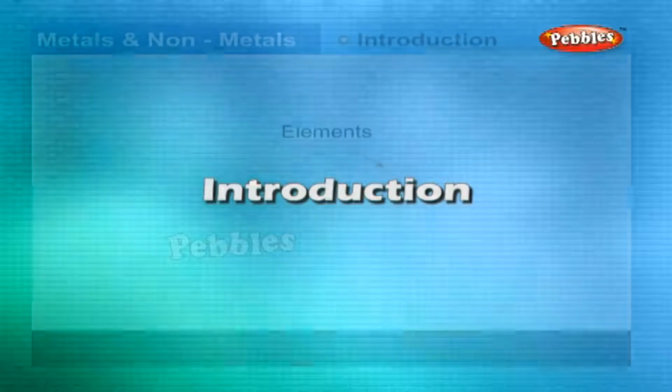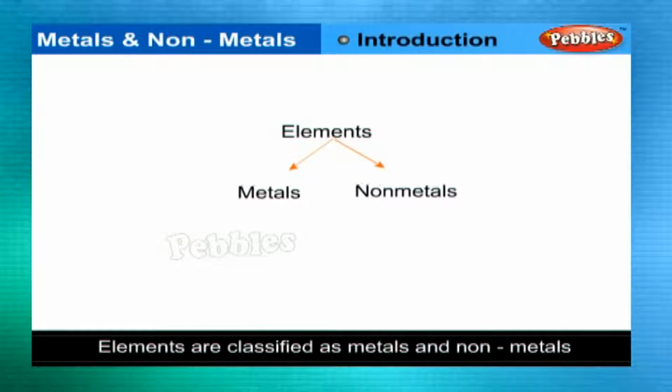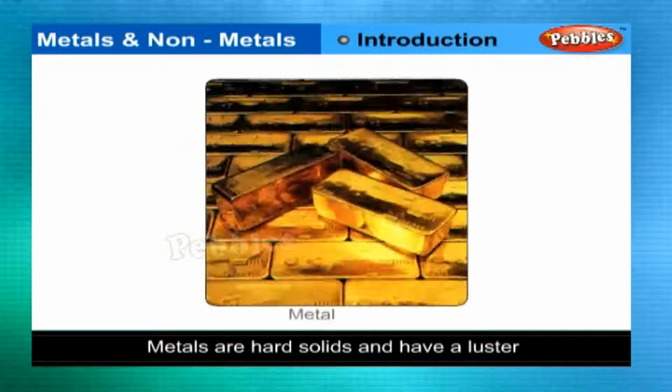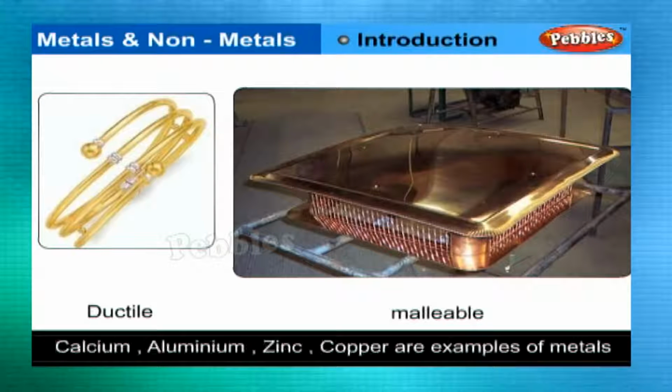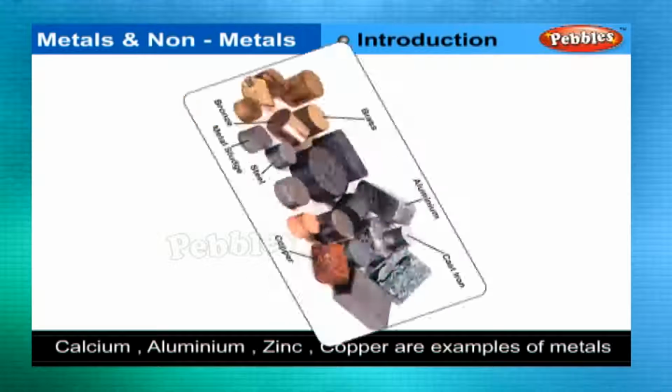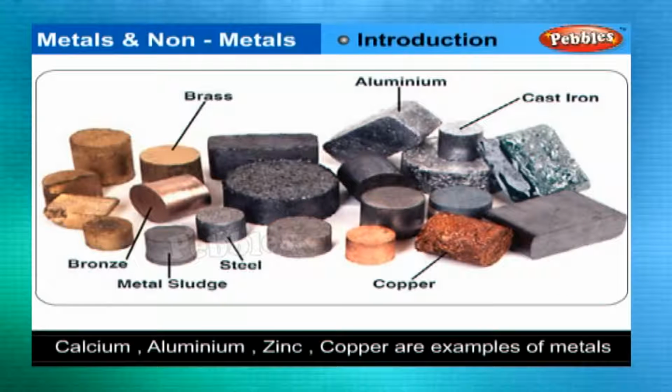Introduction. Elements are classified as metals and nonmetals. Metals are generally hard solids and have a luster. Most of the metals are malleable, ductile, and some of them are good conductors of heat. Calcium, aluminium, zinc, copper, mercury are examples of metals.